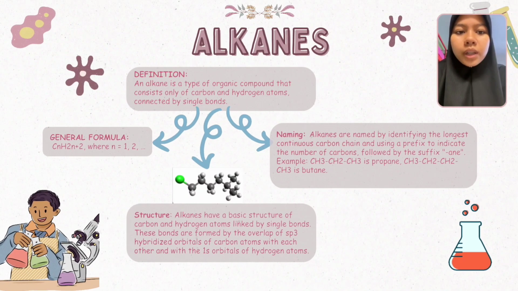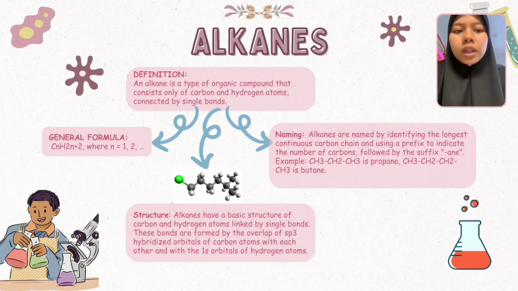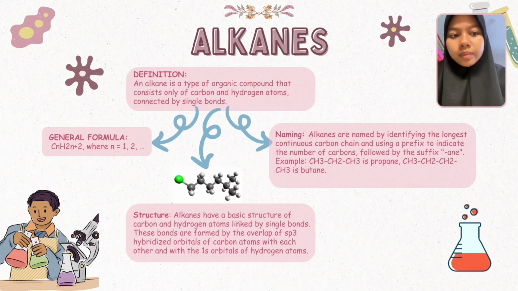First things first, what is alkene? An alkene is a type of organic compound that consists only of carbon and hydrogen atoms connected by single bonds, with general formula of CnH2n+2 where n is 1, 2, 3, 4 and more.